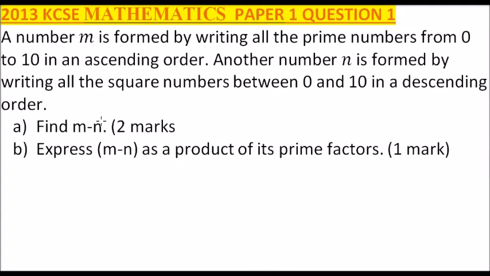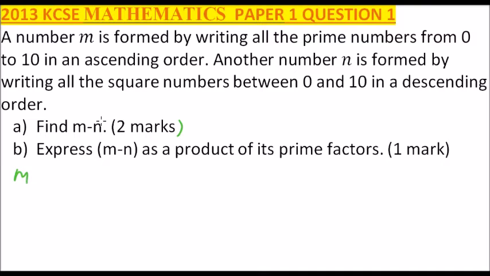2013, paper 1, question 1. We are told a number m is formed by writing all the prime numbers from 0 to 10 in an ascending order. Another number n is formed by writing all the square numbers between 0 and 10 in descending order. Find m minus n. So to do that, first of all, we start with m.